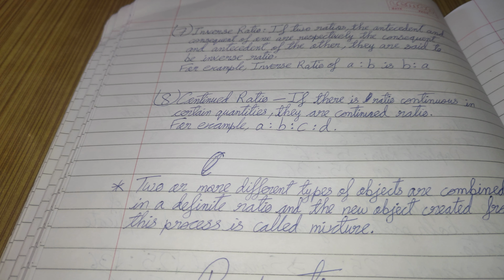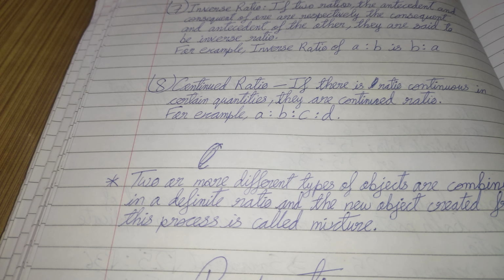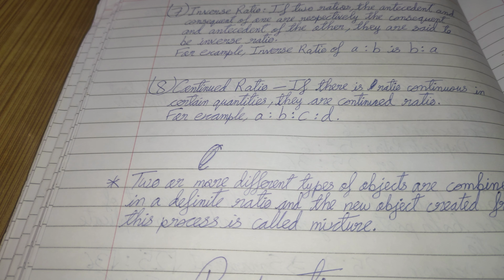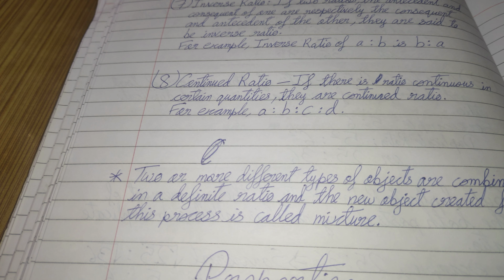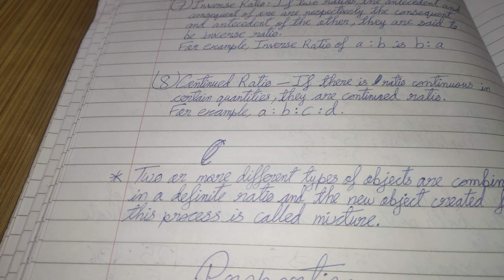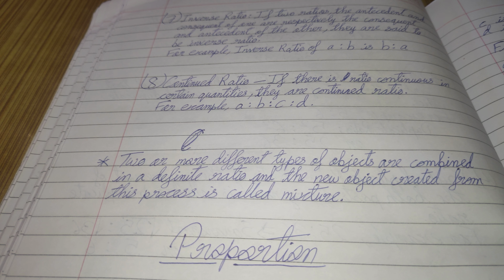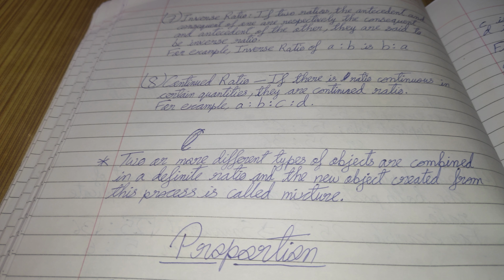Inverse ratio: if for two ratios, the antecedent and the consequent of one are respectively the consequent and antecedent of the other, they are said to be inverse ratios. For example, the inverse ratio of A:B is B:A. Continued ratio: if there is a ratio continuous in certain quantities, they are in continued ratio. For example, A:B:C:D. Two or more different types of objects combined in a definite ratio, and the new object created from this process, is called a mixture.